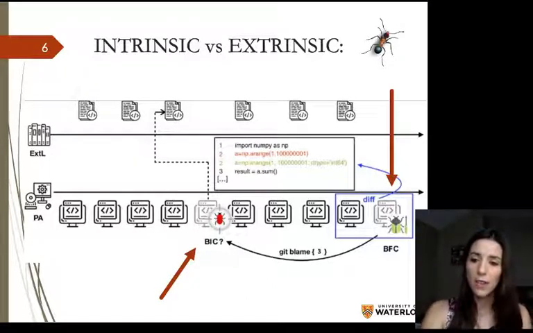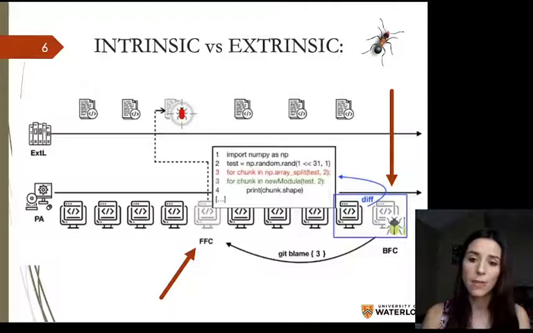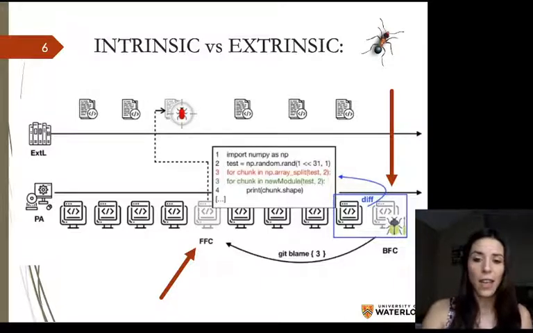So after applying the criteria, we can observe that this bug is intrinsic because this change was using the NumPy library incorrectly. However, in this case, the bug is extrinsic because the change was using the library correctly at that time. But then NumPy changed the API and it causes the project to exhibit the bug.